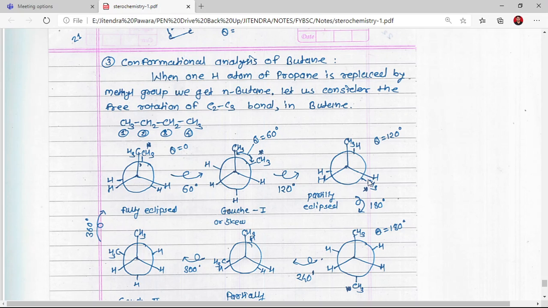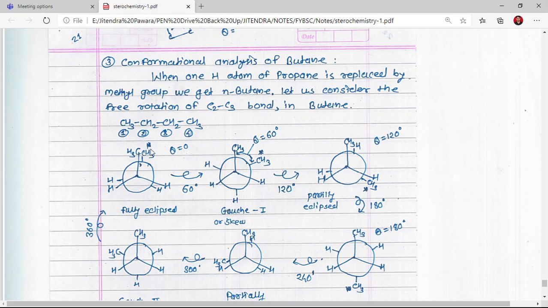Now, again, when you rotate the back carbon by 60 degrees, you get this staggered conformation. Look at this structure: both CH3 groups are maximum away from each other, and the dihedral angle is 180 degrees. There is no CH3-CH3 or HH interaction involved. Both bulky groups are maximum away from each other.